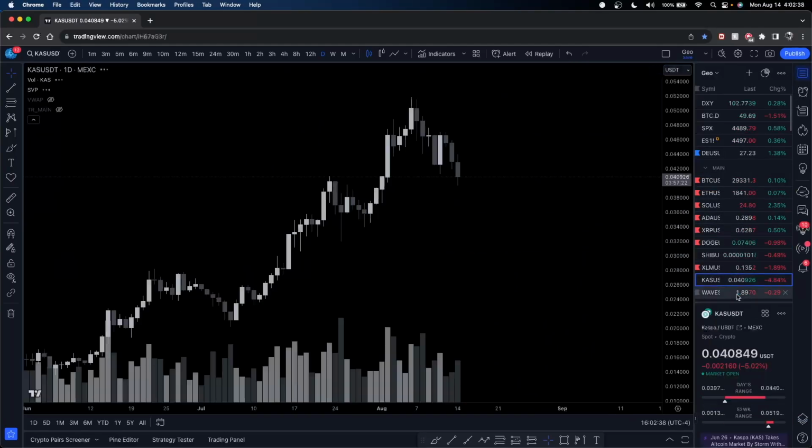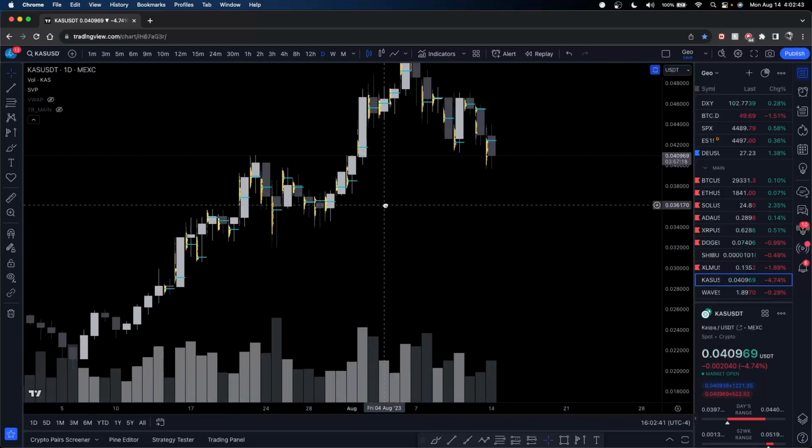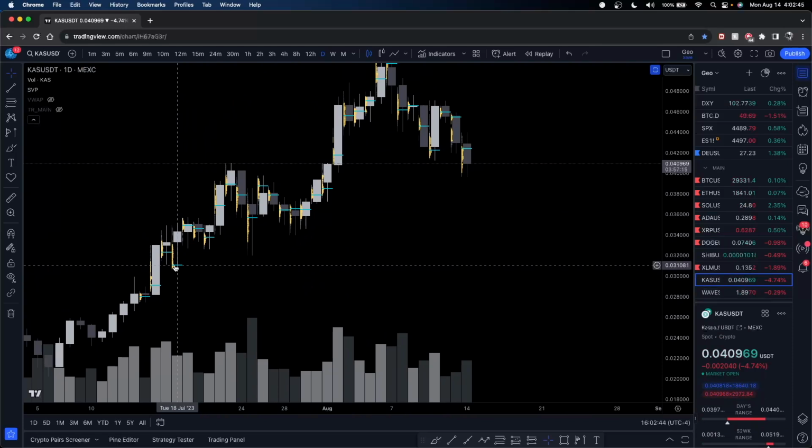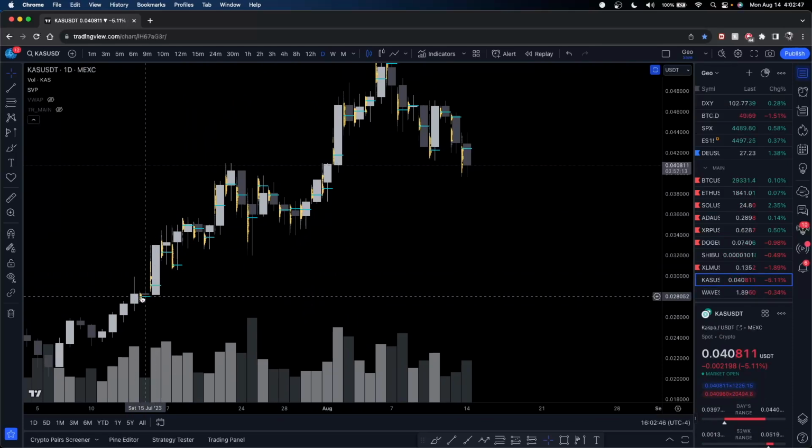So I'm going to pull up a random chart, and I'm going to show you guys some examples of NDPOCs and how I would do it. So right here, actually, we got a few here on Kaspa. This is technically one.